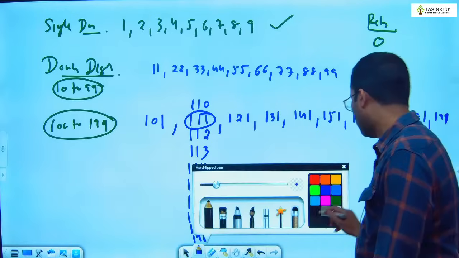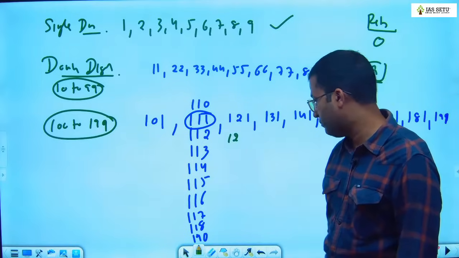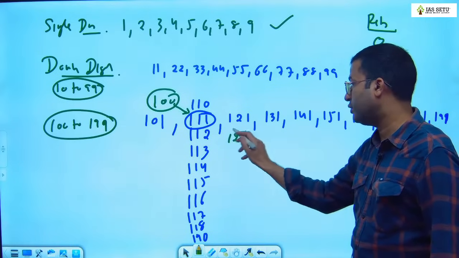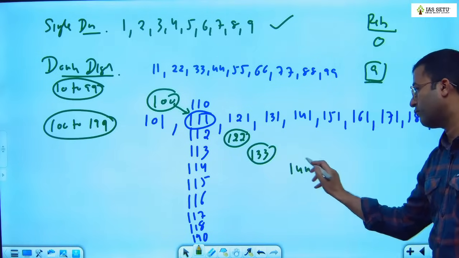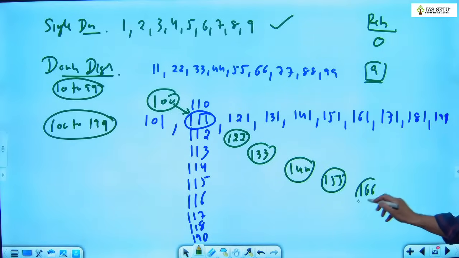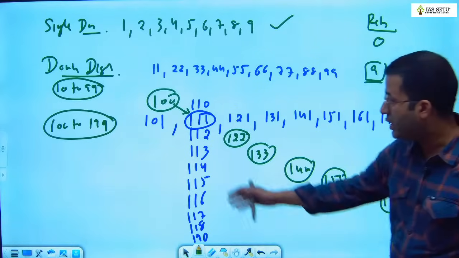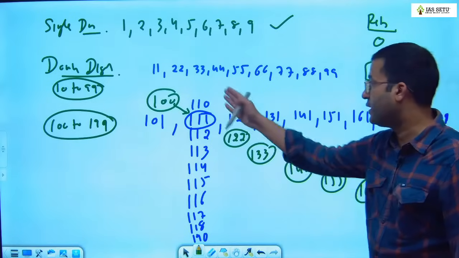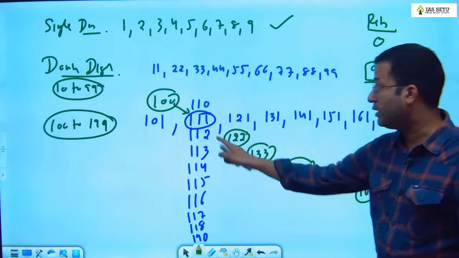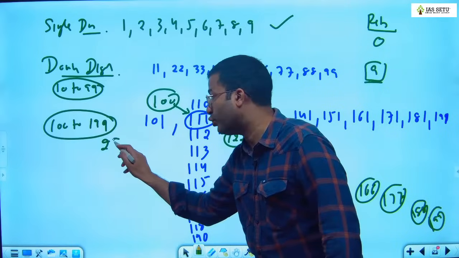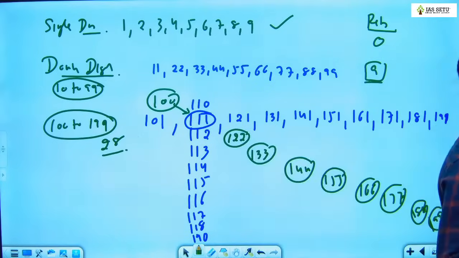122. Now this number, and one more number is left, 100. Go diagonally like this: 122, 133, 144, 155, 166, 177, 188 and 199. Let me tell you a logic: 10 numbers like this, 10 numbers like this, 10 numbers like this, we would have 30 numbers, but 111 is common in all 3. We have done triple counting, so subtract 2. So there are 28 numbers from 100 to 199 where we have repetition of digits in any form.